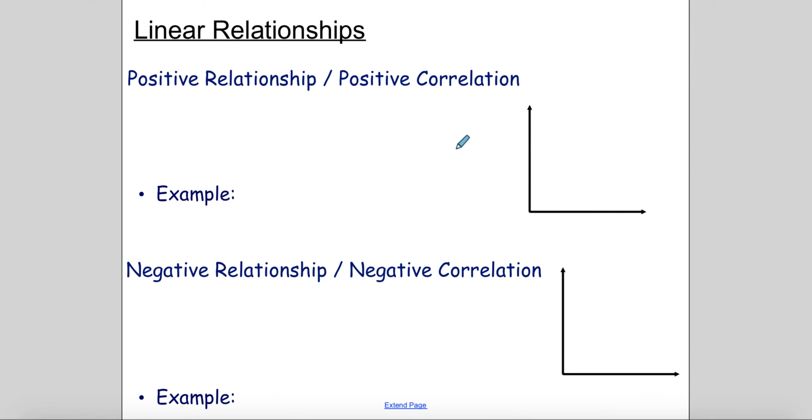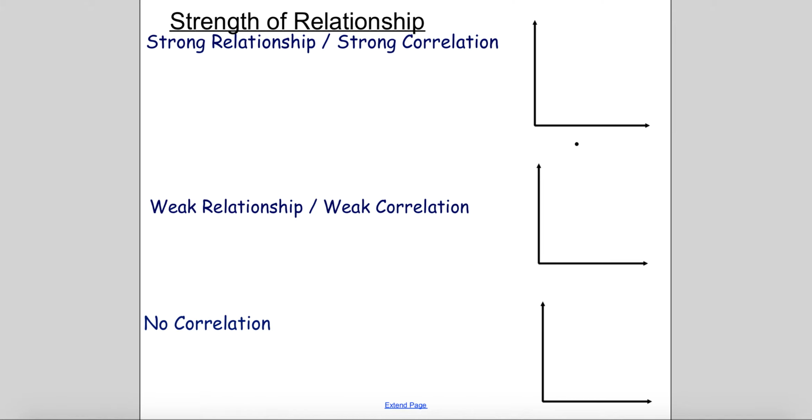Positive relationships go up to the right. Negative relationships go down to the right. Okay, so an example of a positive relationship is the more hours you study, the higher your mark would go up. A negative relationship is what we just looked at. The more classes you missed, the lower your mark will be. Now remember there's always outliers, and these are just general trends or relationships that we follow.